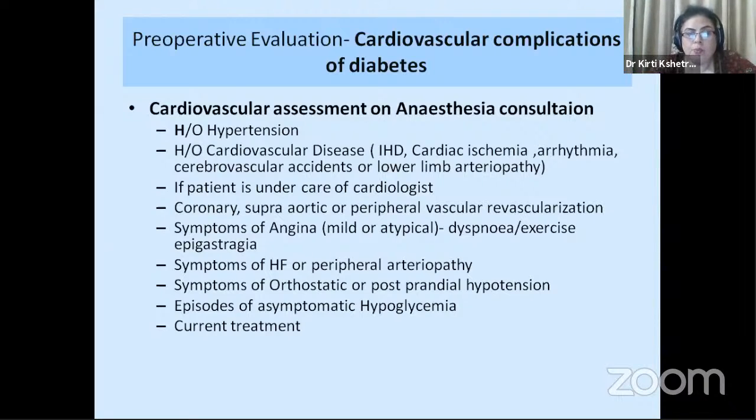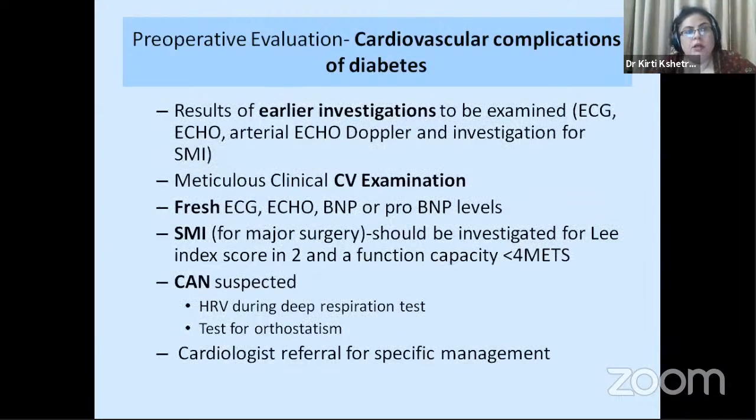Episodes of asymptomatic hypoglycemia should be noted. Current treatment should be documented. The earlier investigations should be reviewed, like ECG, echo, arterial echo, Doppler, and investigations for SMI that have been done. Meticulous cardiovascular examination should be done. Fresh echo, ECG, wherever required, should be done.